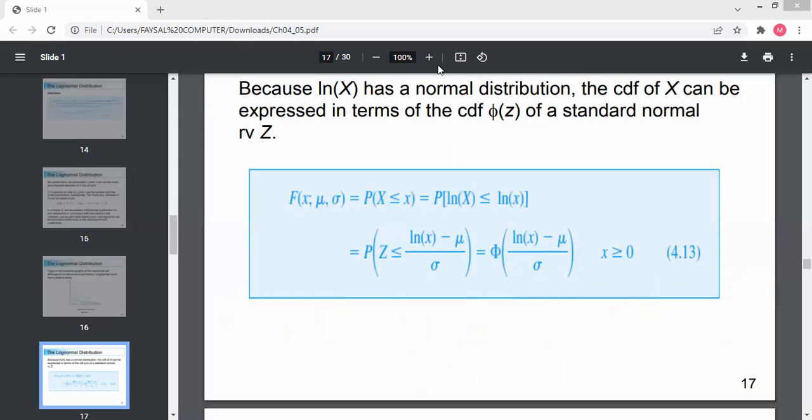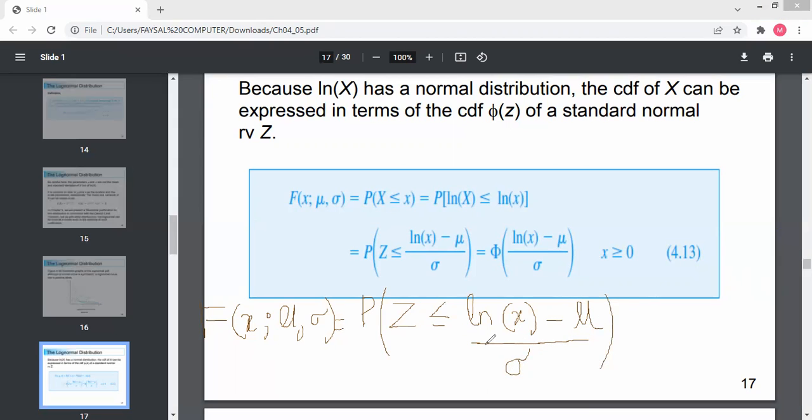Now in step two, my F function with x and mu, sigma will be P with Z less than or equal to log x minus mu divided by sigma.